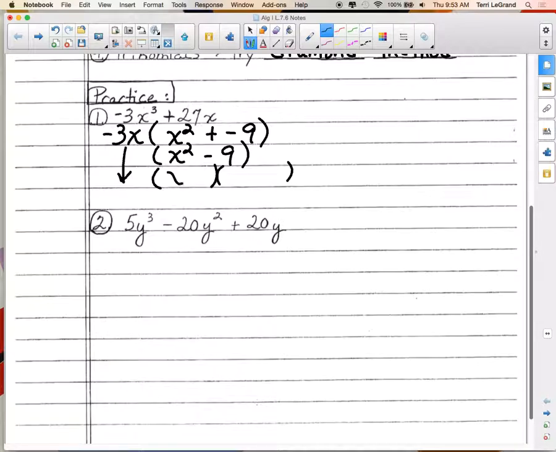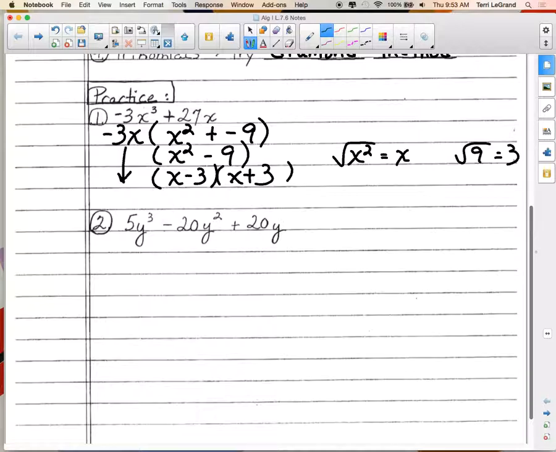X minus 3, x plus 3. So at this point, maybe we still need to do this. You decide if you do. You don't. Just rename it. Now we look at those two factors. Can either of those be factored?